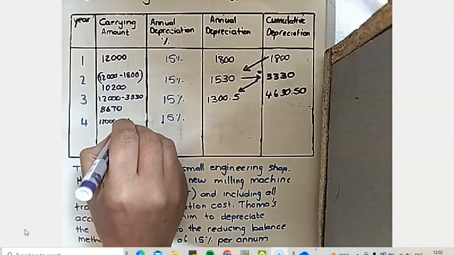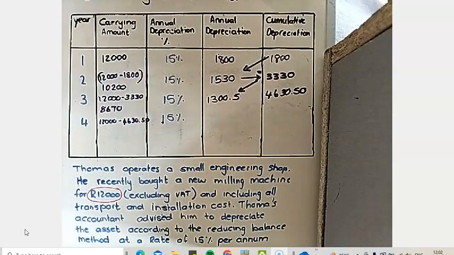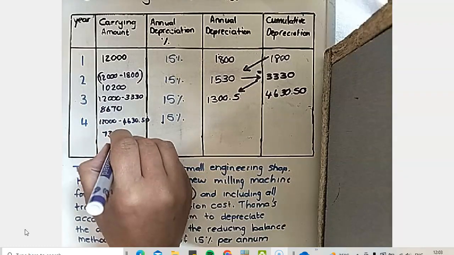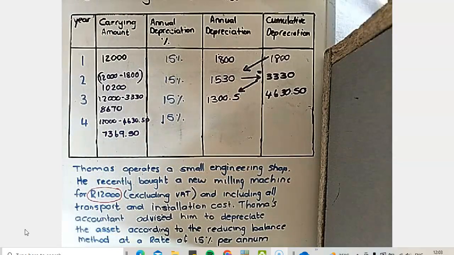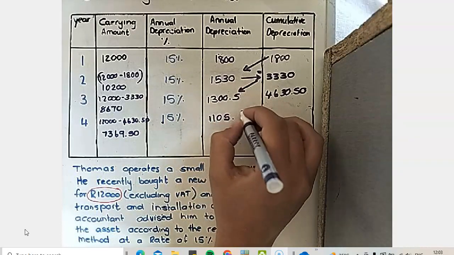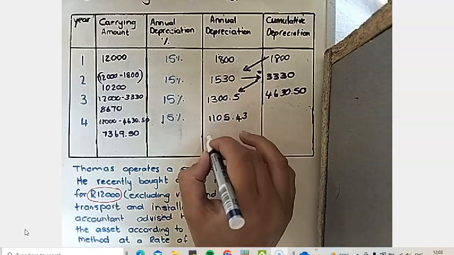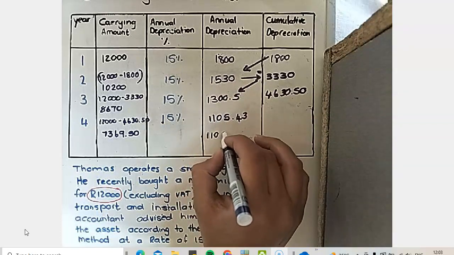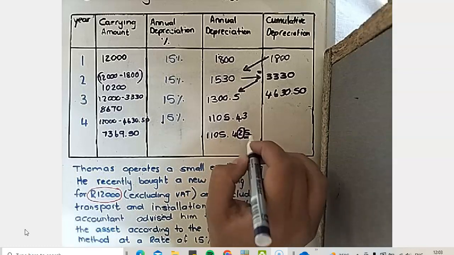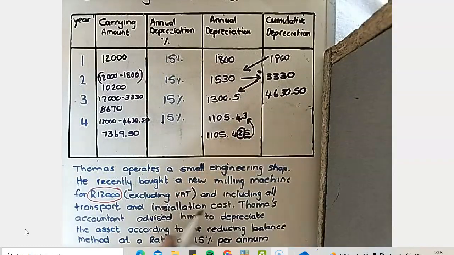minus 4,630 and 50 cents to get your new value of 7,369 and 50 cents. We times that by 15 divided by 100 to give you new annual depreciation of 1,105 and 43 cents. So in your calculator, you've got 1,105.425. The 5 says that your 2 needs to move up, and that's why you've got 43.